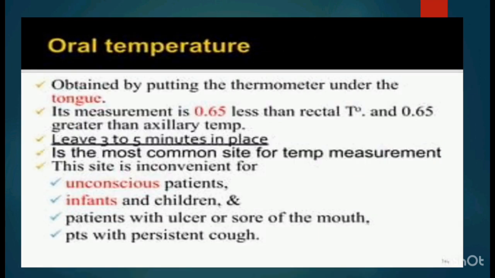So now we will talk about oral temperature. It is obtained by putting the thermometer under the tongue. Its measurement is 0.65 less than rectal temperature and 0.65 greater than axillary temperature. Leave it in place for 3 to 5 minutes. It is the most common site for temperature measurement. This is an inconvenient site for unconscious patients, infants and children, patients with ulcers or sores in the mouth, and patients with persistent cough.